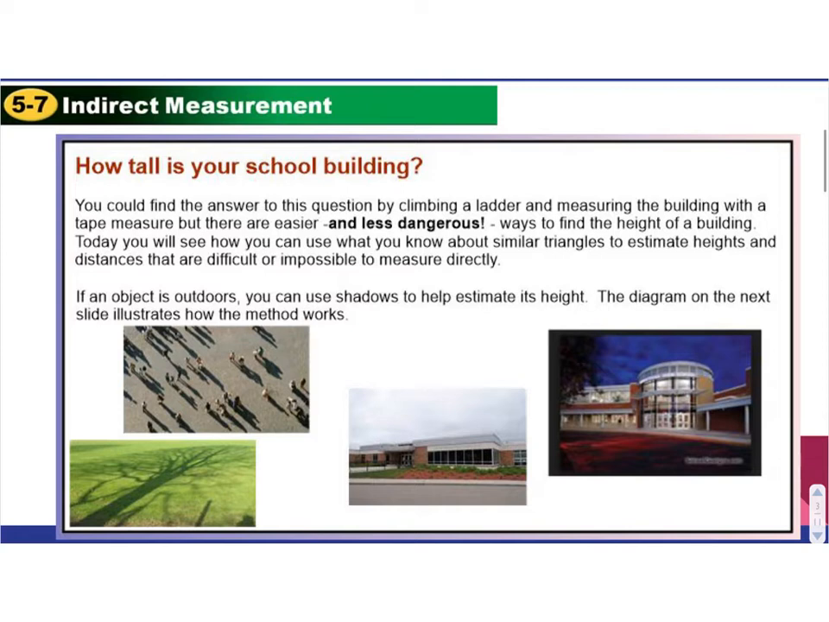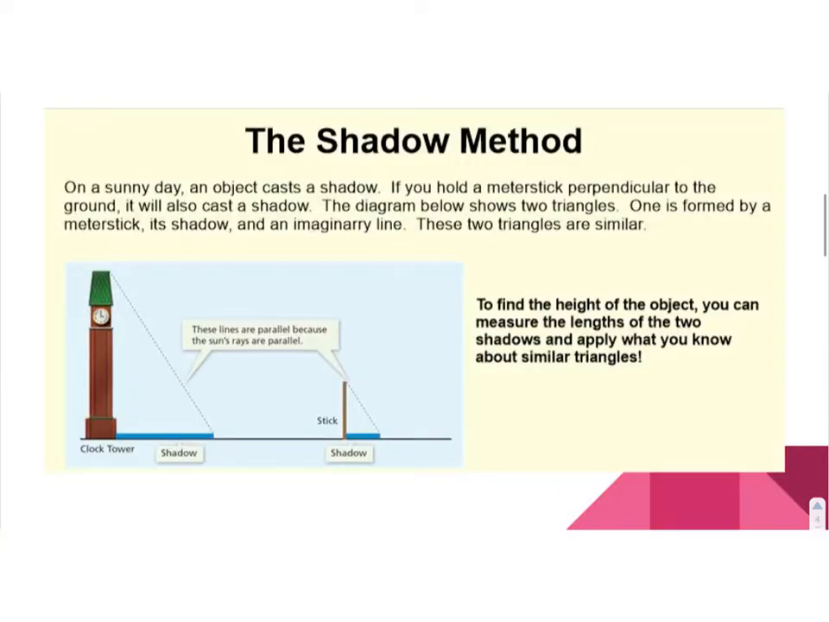If an object is outdoors, you can use shadows to help estimate its height. The diagram on the next slide illustrates how the method works. So here is the shadow method. The shadow method works when it's a sunny day. An object will cast a shadow. If you hold a meter stick perpendicular to the ground, it will also cast a shadow.